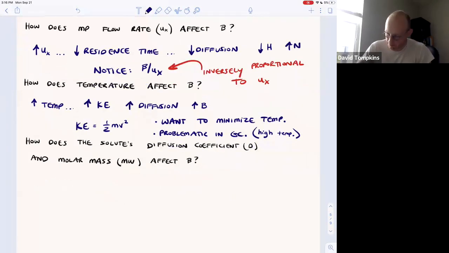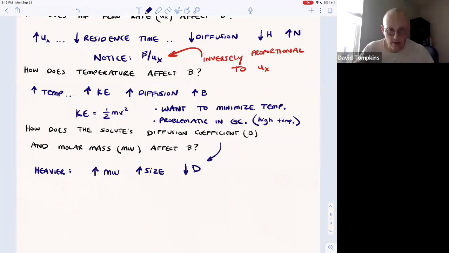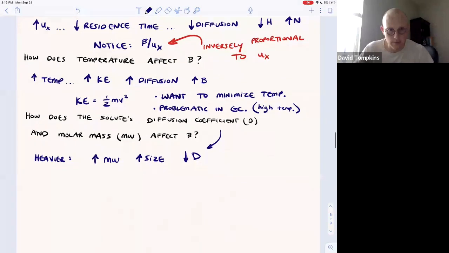So finally, heavier compounds, which of course you can't choose the molecular weight of the compound you're working on if you're trying to study something specifically, but the molar mass of the compound you're stuck with and trying to separate, if that increases, right, or we have a larger size of the molecule, then the diffusion coefficient, D, is going to go down. So heavier compounds, these just diffuse slower.